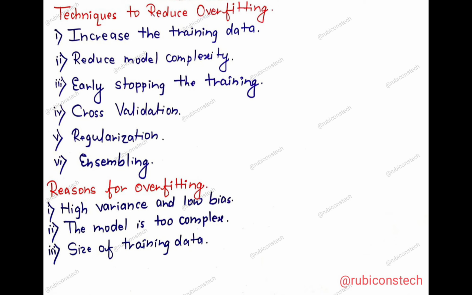Cross validation, regularization. Regularization is a technique that is mainly used to avoid the problem of overfitting. Ensembling. So what are the reasons for overfitting? High variance and low bias, the model is too complex, and the size of the training data.